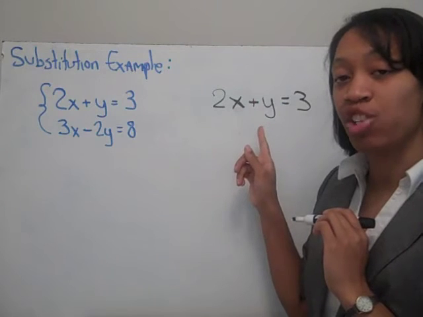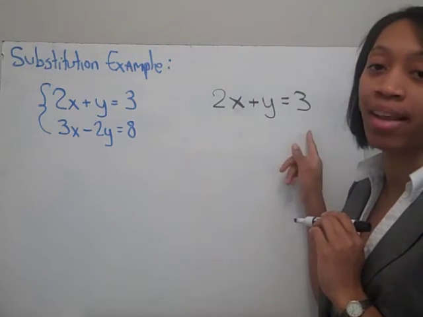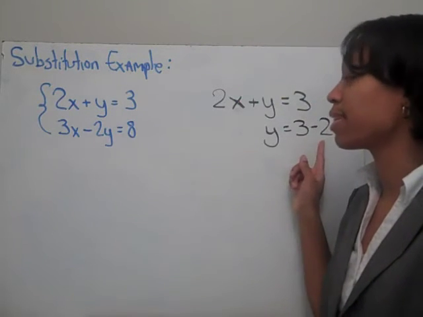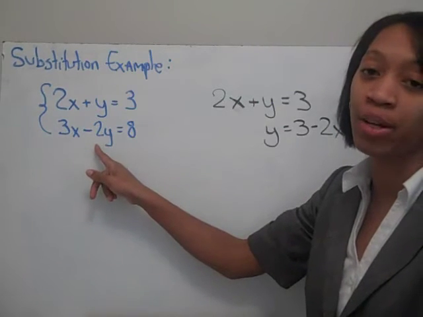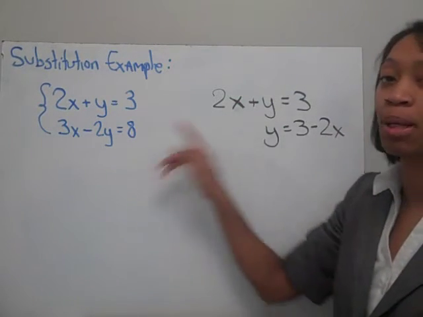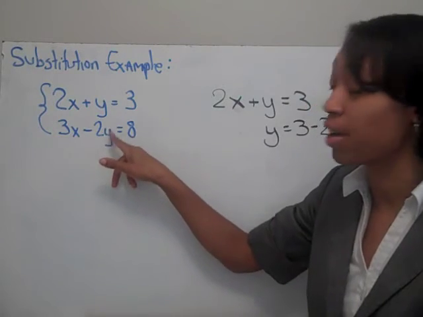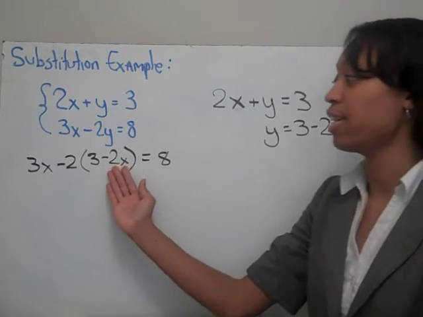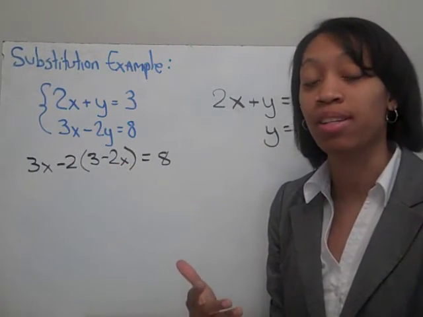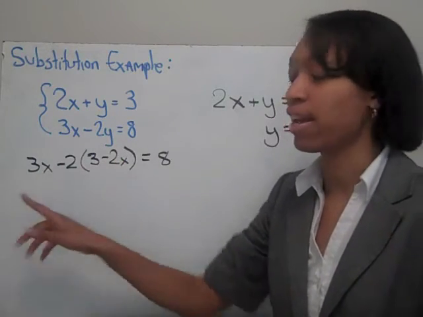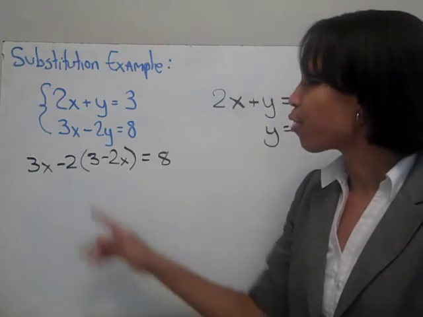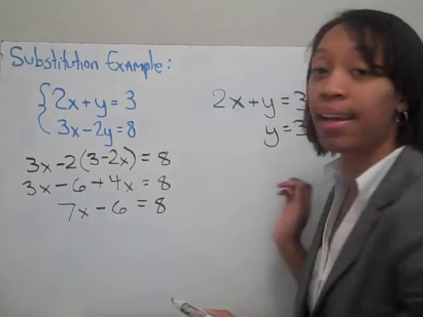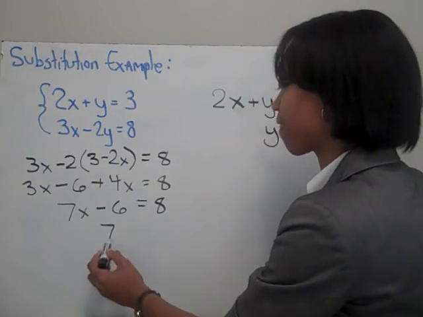Okay, I've chosen the top equation. We're going to solve for y by subtracting 2x to the other side. Alright, the next step is for me to take this and to plug it into the other equation. So I'm going to take this y equals and I'm going to put that in here into this bottom equation right here for y. Okay, now that I've plugged this entire equation in here for y, the next step is for me to solve for x because now this equation has only x's in it, so I can do that. So first step here is to distribute and combine like terms, add 6, and divide by 7.